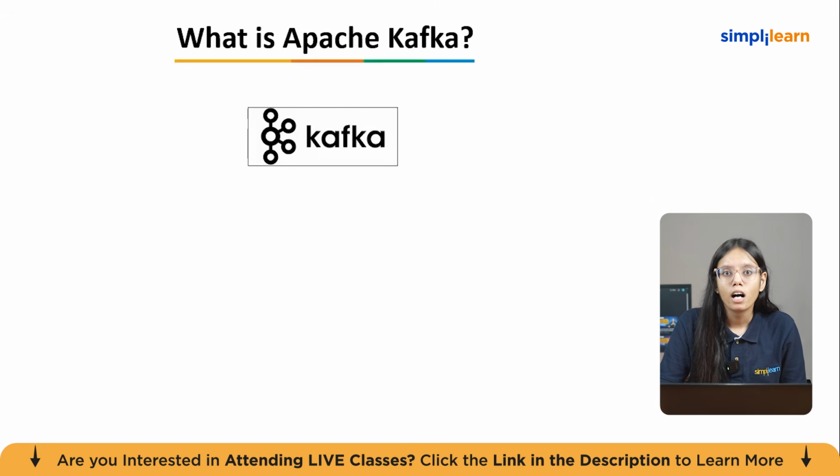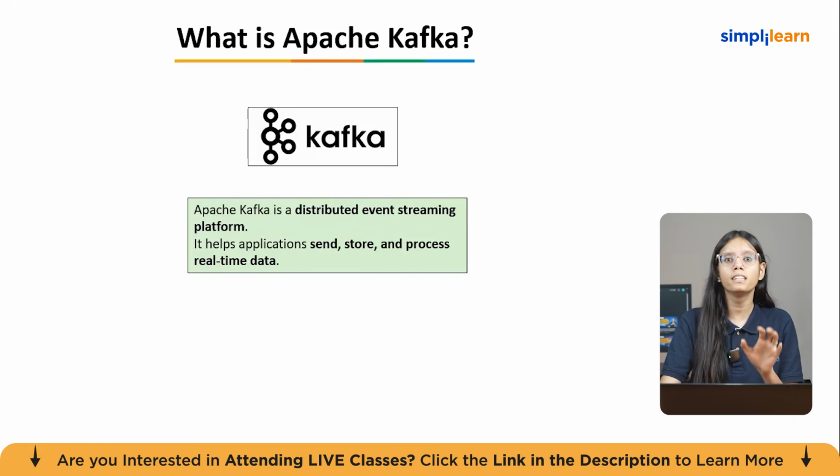So Apache Kafka is a distributed event streaming platform. That sounds technical, so let's make it simple. Kafka is a system that helps applications send, store, and process real-time data. One application sends data to Kafka. Kafka stores that data. Other applications read that data from Kafka.